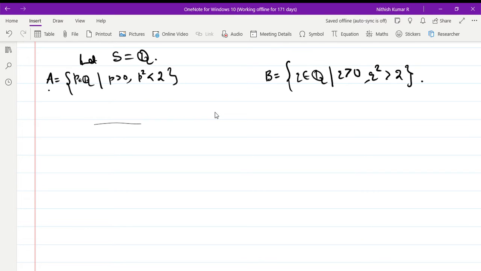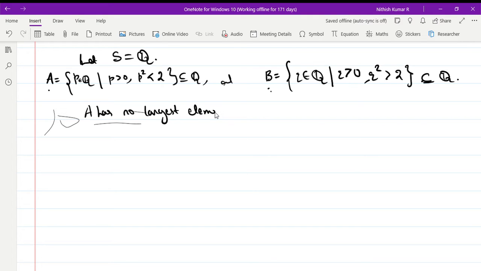Clearly A and B are two subsets of Q. First we observe that A has no largest element. We shall show that A has no largest element and that B has no smallest element. What is the meaning of A having no largest element?